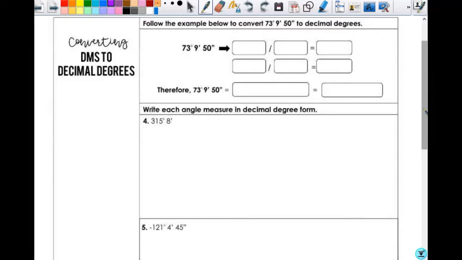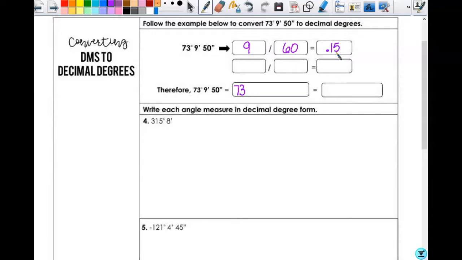So this is 73 degrees, 9 minutes, and 50 seconds. Therefore, I know I'm going to have to add this 73 degrees, right? And then I'm going to take 9 over 60. So I'm going to take this 9 minutes and divide it by 60 because I multiplied by 60 to get it there. So I'm undoing that. And then that's going to give me 0.15.